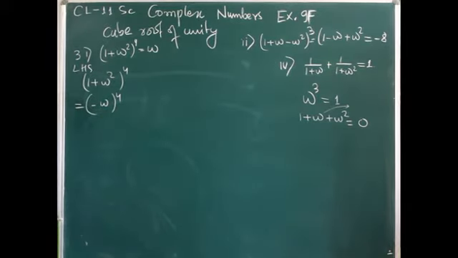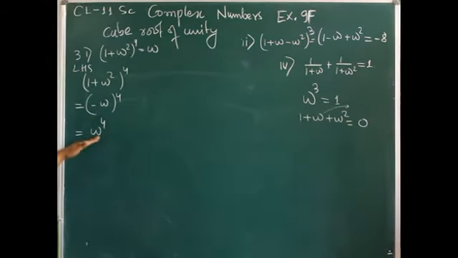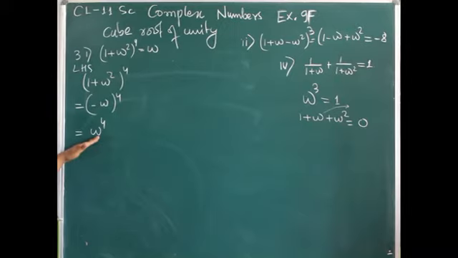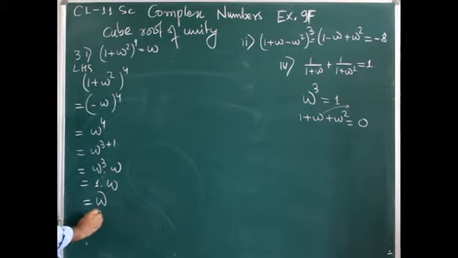to the power 4. Minus to the power even is always plus. That means omega to the power 4. Then the value of omega cube is 1. That means we are going to split this power as 3 plus 1, and this means omega to the power 3 plus 1, which equals omega cube times omega. Then the value of omega cube is 1, that means 1 times omega equals omega. Now we got the right hand side.